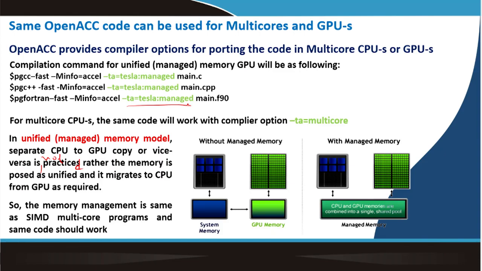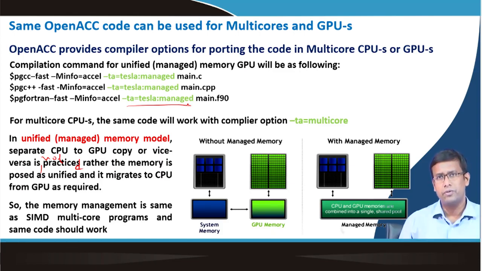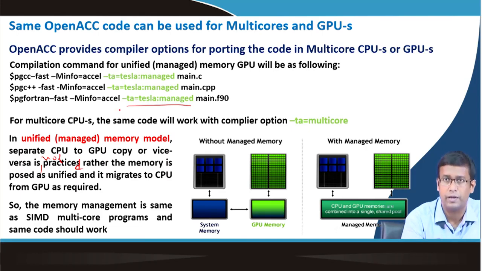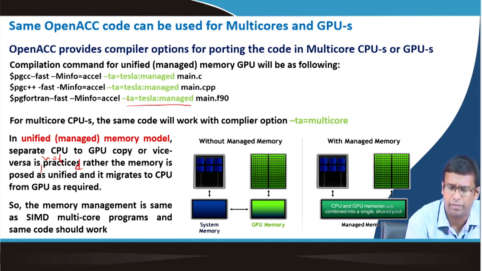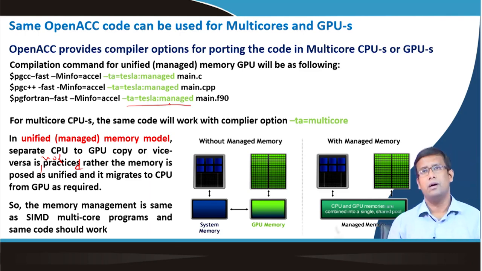So the memory management is the same as for SIMD multi-core programs. You develop a program for a multi-core, OpenMP type program, using OpenACC for a multi-core system using the SIMD model. The same program, just with OpenACC, not an OpenMP program. For OpenMP you can also use GPU, but some other features are included. But if you develop an OpenACC multi-core program, the same program can run. If you write -ta=multicore with the compiler option, it will be built for running on a multi-core system. If you write -ta=tesla:managed, it will run on GPUs.